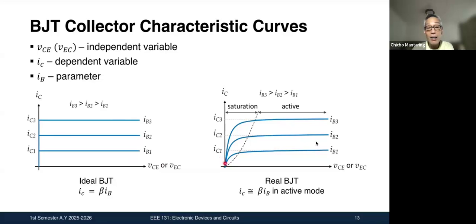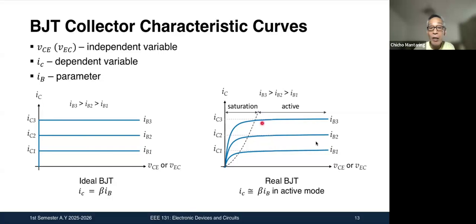We already know that the curve looks more like this. Earlier we showed this curve for VBE, but we can show the curve with respect to IB instead. So this is the curve for IB1, the curve for IB2, the curve for IB3. We already discussed that when it is in active mode, IC depends only on IB. It does not vary with VCE.